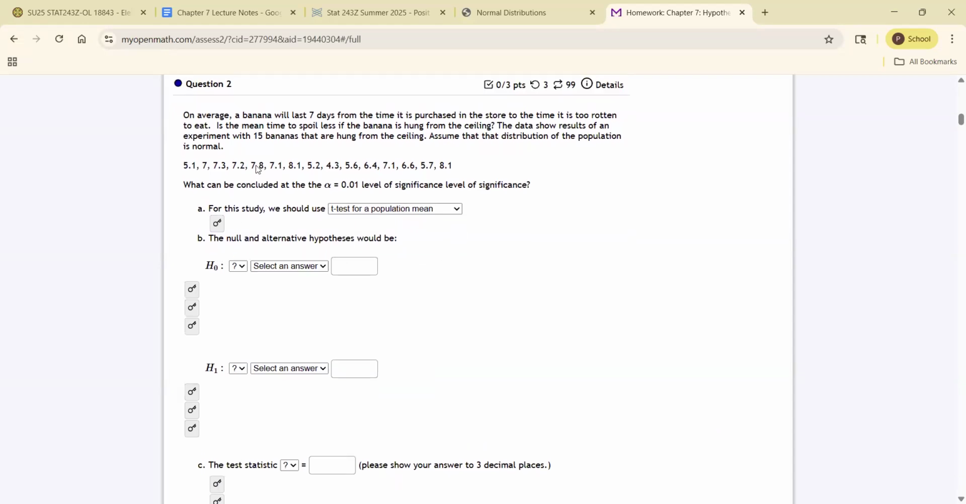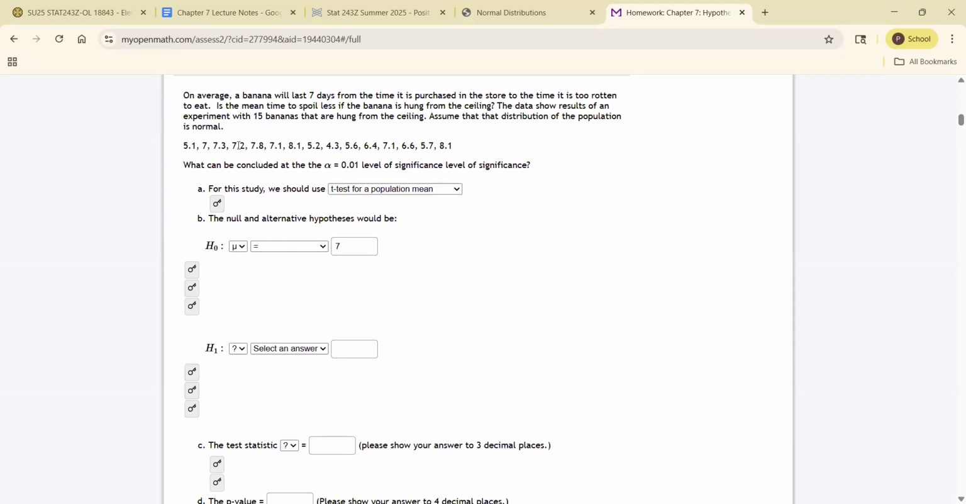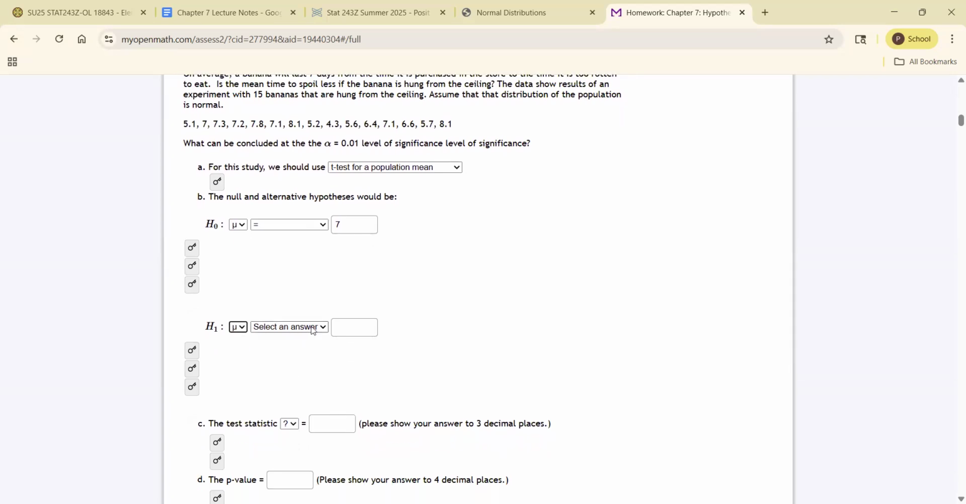The null hypothesis is the boring state of the world. We think that the average time, we use mu, which is the mean, is going to be 7 days. And our research question is, does it take less time if the banana is hung from the ceiling? So our alternative hypothesis will say that the mean time is going to be less than 7 days if it's hung from the ceiling.